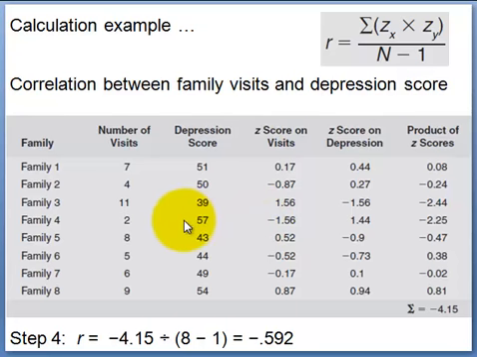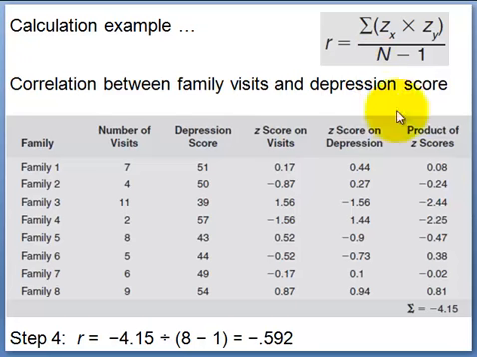Let's look at their depression score, and their depression score is actually the highest of the depression scores, so that's a signal to you they're going to have a high z-score on depression, and indeed they do. Their z-score on depression is almost 1.5 standard deviations above the mean. And then you can see the calculation of the product. So minus 1.56 times 1.44 equals minus 2.25.